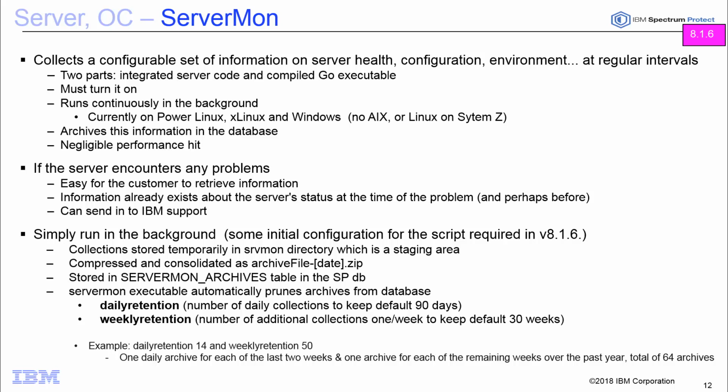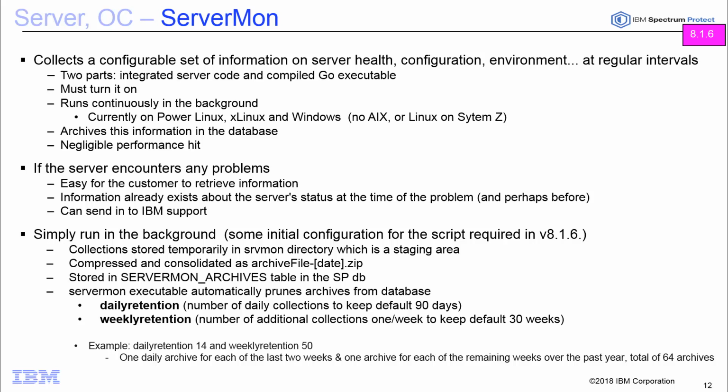The first is we have integrated Spectrum Protect Server code where we'll actually be storing the collected trace and server health and configuration information directly in the Spectrum Protect database. But we'll also be providing as part of our code these compiled Go executables. Now in the 8.1.6 version, you do have to turn this servermon capability on. It will run continuously in the background and is currently supported on Power Linux, X Linux, and Windows. At this point, no AIX, Linux on Z, or System z support. We will see that coming in the future.